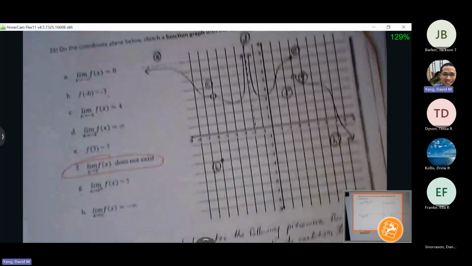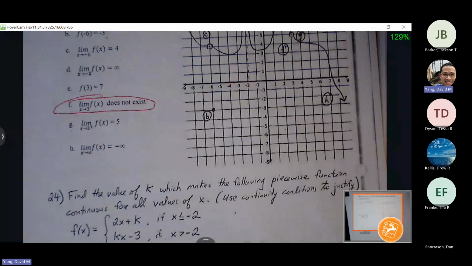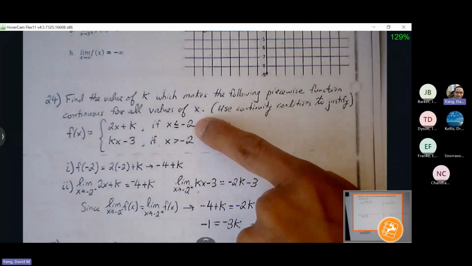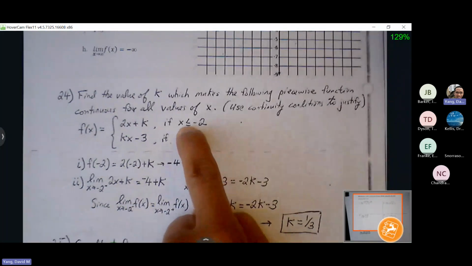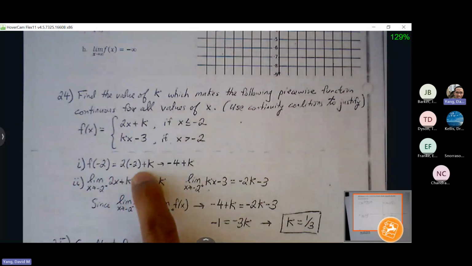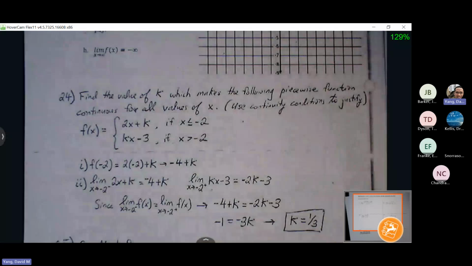Okay, 24. Find the value of k that makes the function continuous. We're just going to walk through the continuity conditions, make every statement true, and then before we know it, we're going to be able to solve for k. First things first is the ordered pair. We know -2 is defined with the first piecewise. So plug -2 in for x, we get 2 times -2 plus k, which is -4 plus k.